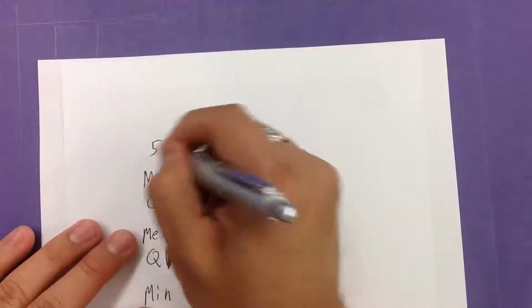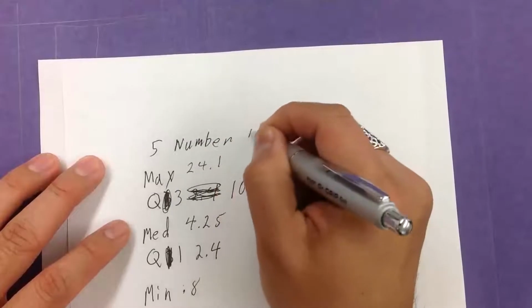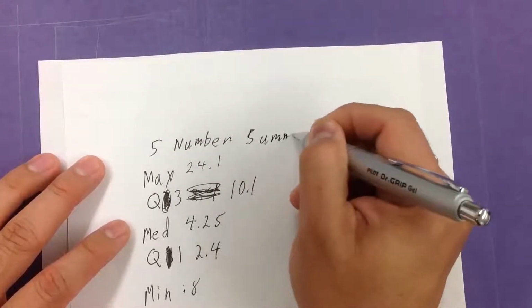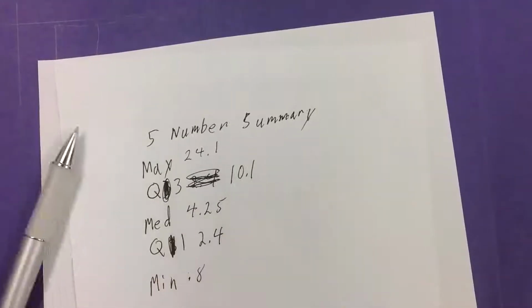So this is our 5-number summary. So with our 5-number summary, we have all this information.